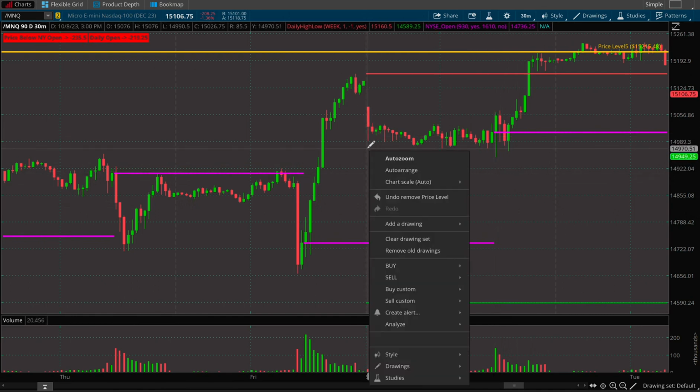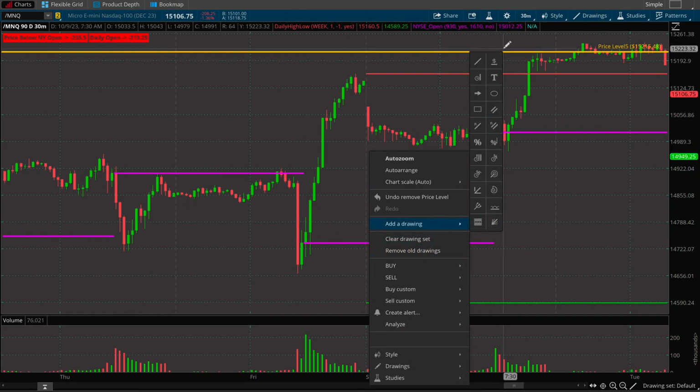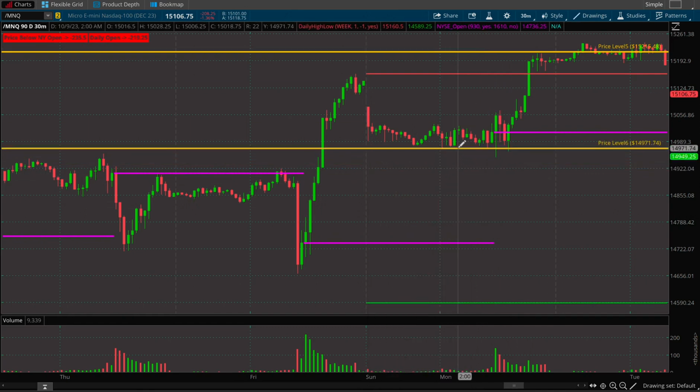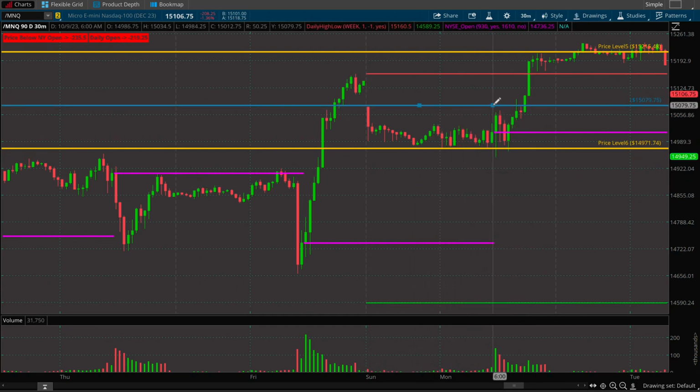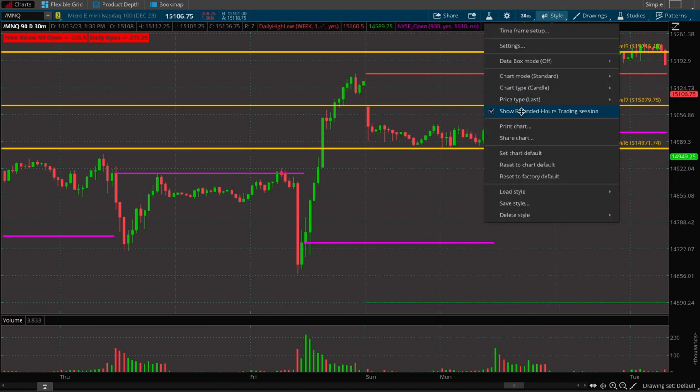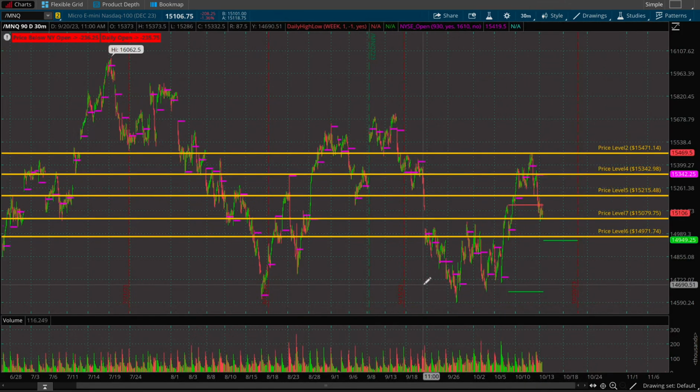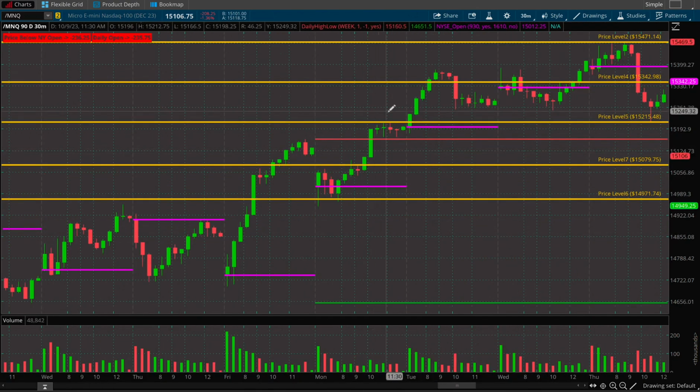Overnight is here, and right there, and that's pretty much 10.9. So we'll go to 10.9 now. We'll take out extended hours and just look at 10.9, 10.4. So 10.9 is here, and this is a 30 minutes chart. So that's 10.10, that's 10.9 here.